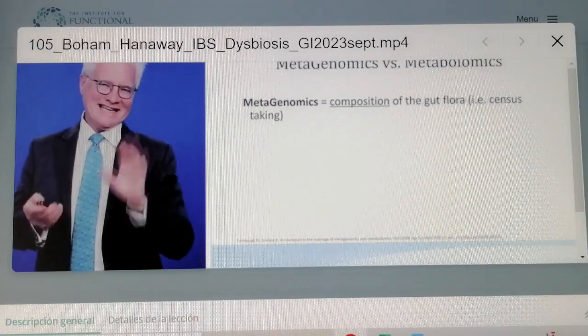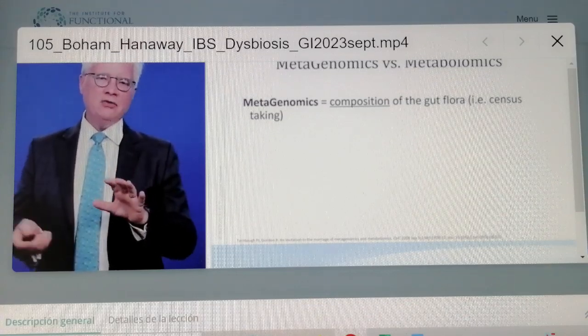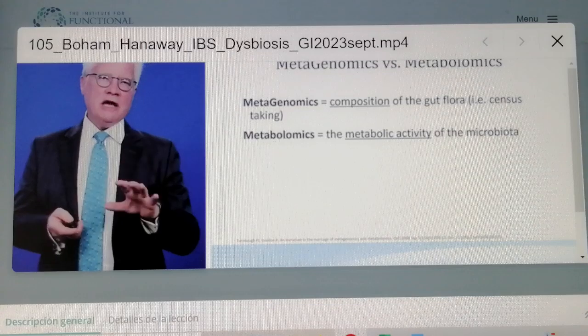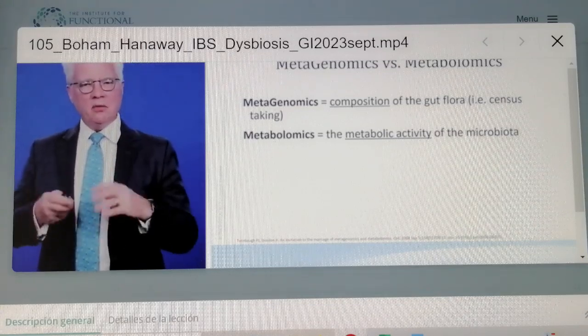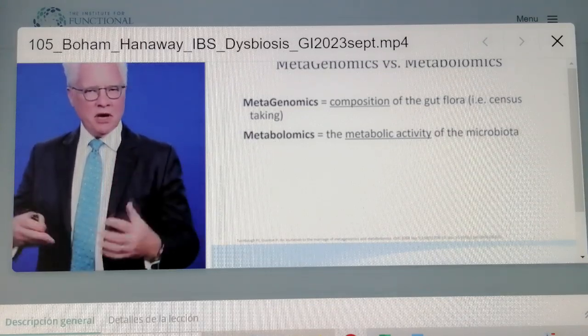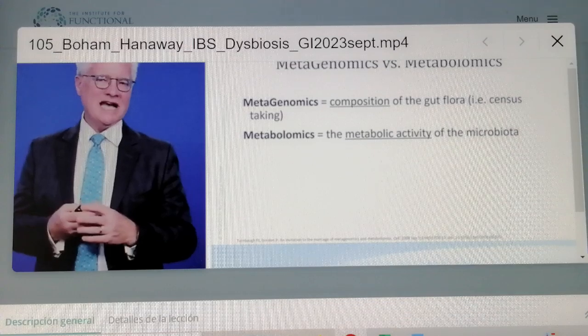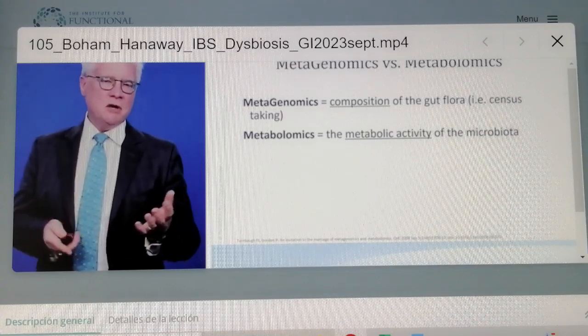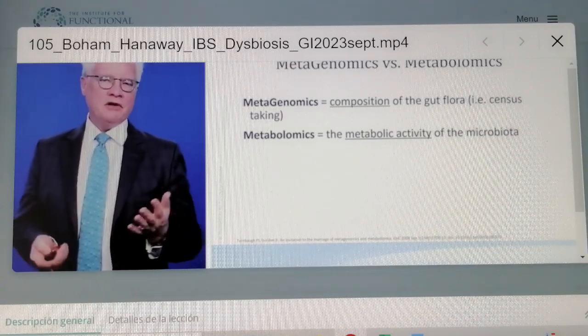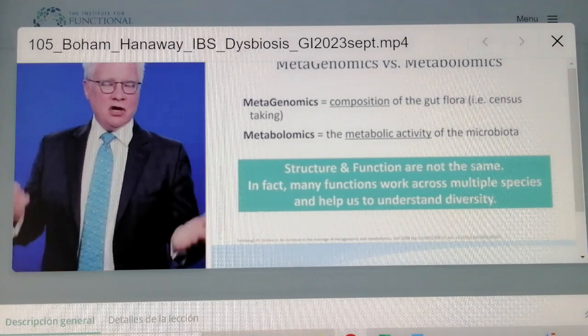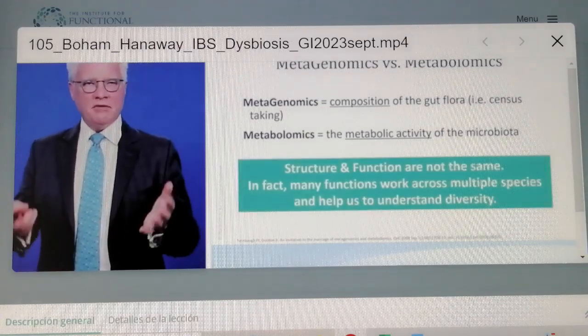I call it like census taking. You're finding out who's actually there. And then we look at what's going on metabolically. What's the metabolic activity, the product, those 1,000+ metabolites that are being produced by the microbiome at that point in time. We recognize that structure and function are not the same thing.